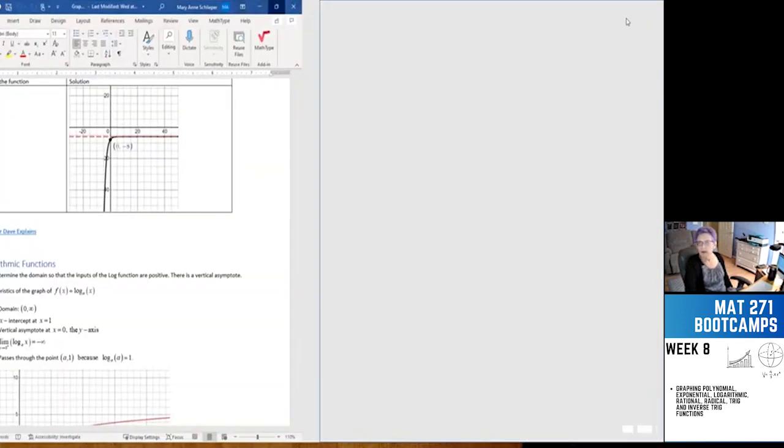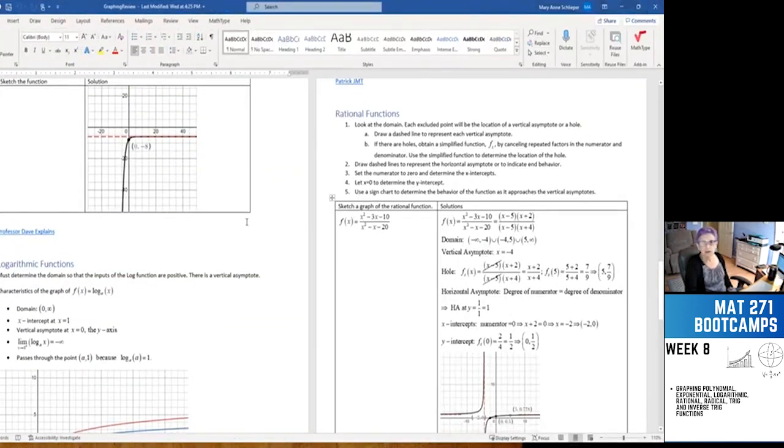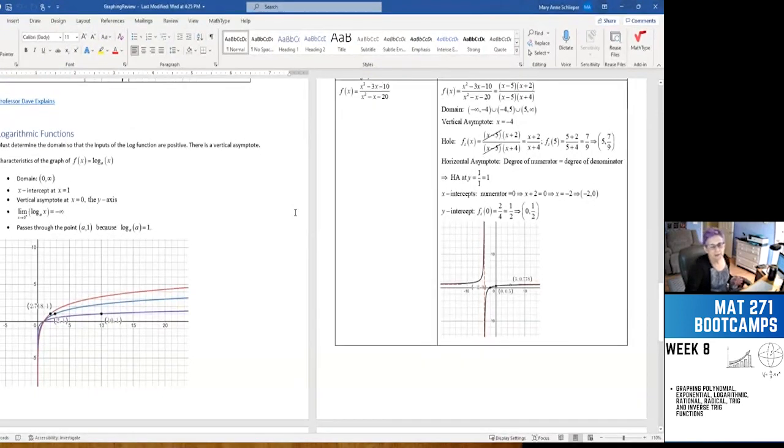Now let's talk about logarithmic functions. They all have that same shape. The important thing about logarithmic functions is you cannot log negative stuff. So you have to figure out the domain, and chances are you won't have something as simple as just log base a or natural log of x. It's going to be natural log of something. So you have to take what is inside that set of parentheses and set that greater than 0 in order to figure out your domain.